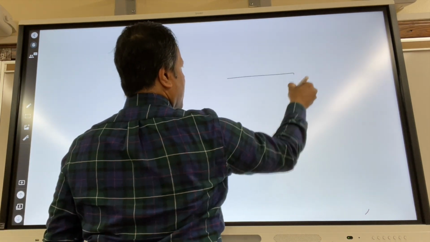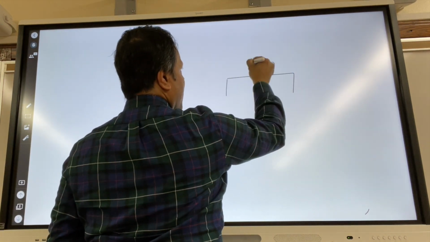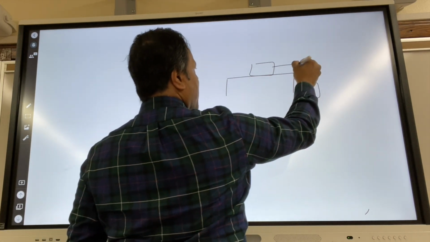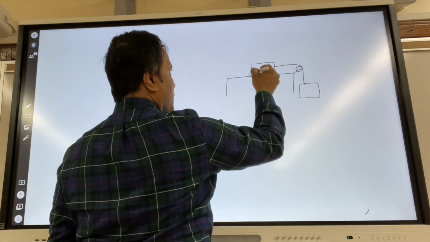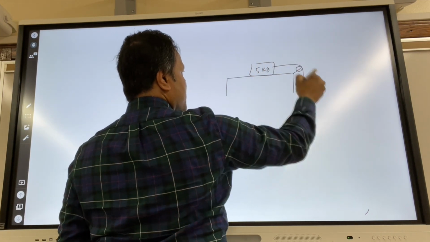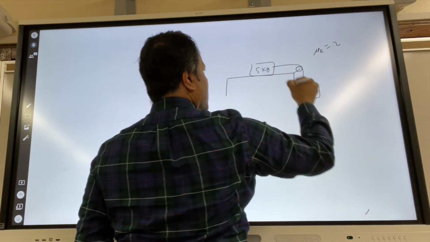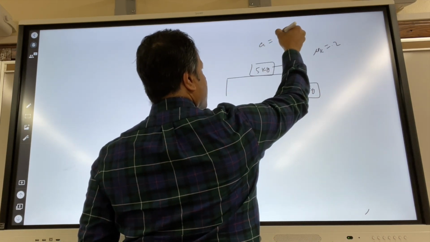Another problem I'm going to give you tomorrow, probably. Two masses connected by a pulley and a rope. This is 5 kilogram, this is 2 kilogram. Mu k is 0.2. Find the acceleration.